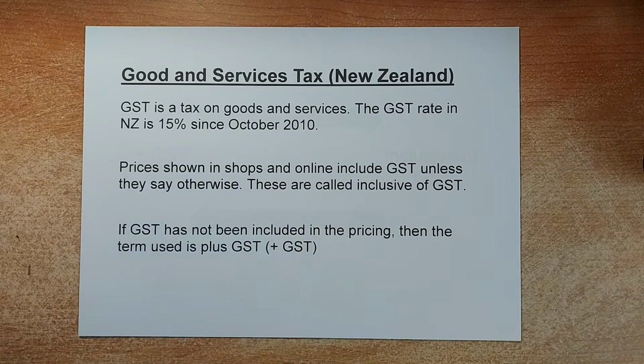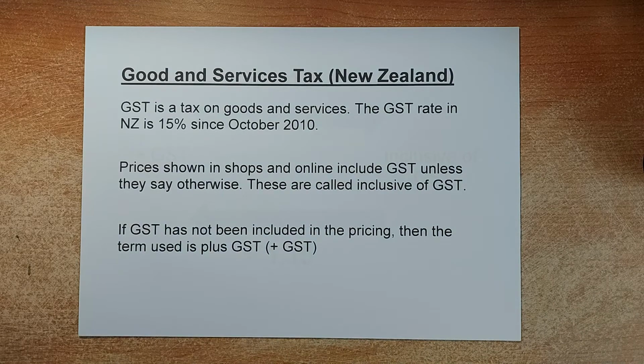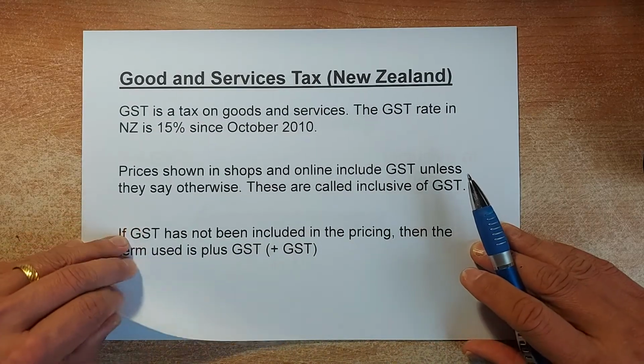So prices shown in shops and online include GST. For example, if you go to the supermarket, all the prices have included GST, unless they say otherwise. These are called inclusive of GST. Okay, if GST is not included in the pricing, then the term they use is plus GST or simply plus GST. So there are two calculations that you need to know.